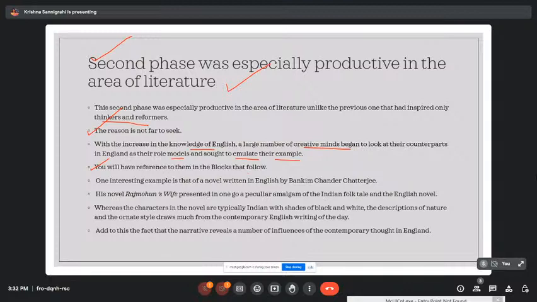And one interesting example is that of the novel written by Bankim Chandra Chatterjee, which is Rajmohan's Wife. And it is an amalgam or mixture of Indian folktale and the English novel. Whereas the characters in the novel are typically Indian with shades of black and white, the descriptions of nature in the ornate style draw much from the contemporary English writing of the day. The narrative also reveals a number of influences of the contemporary thought in England.